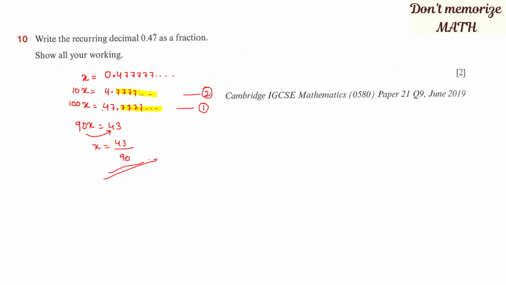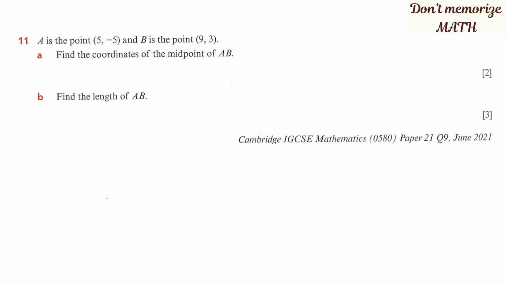So always keep in mind the numbers after the decimal must be the same. Until then you have to continue multiplying by 10, 10, 10. Okay, that's all. Question number 11.